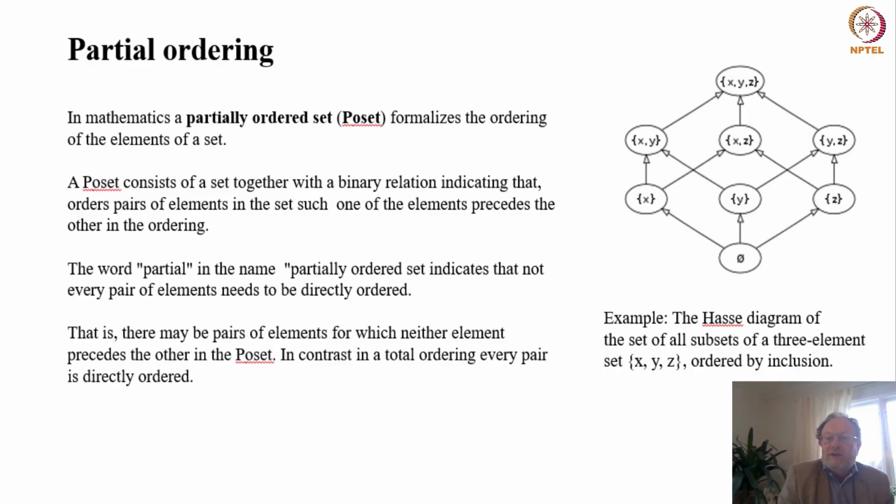As you can see, for example, in the example to the right, where we look at subsets of a three-element set x, y, z, the subset consisting only of the element x is not directly ordered with respect to the subset yz, as an example, while it is ordered with respect to the subsets xy and xz. If every element in the set is ordered, we talk about a total ordering instead.